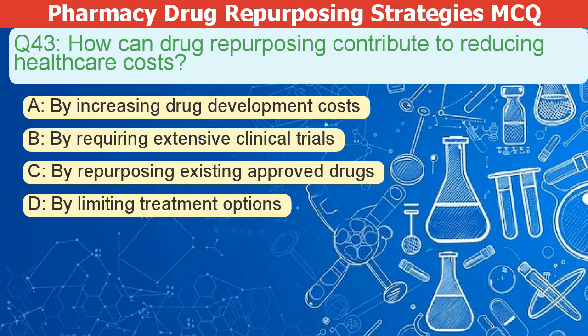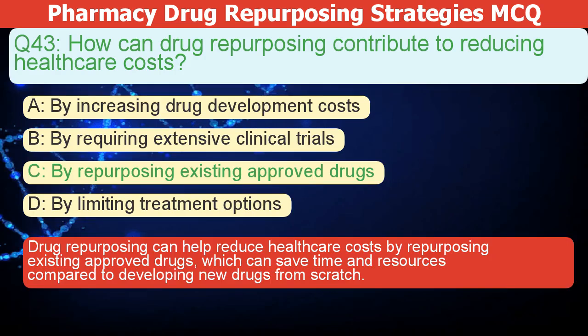How can drug repurposing contribute to reducing healthcare costs? A. By increasing drug development costs. B. By requiring extensive clinical trials. C. By repurposing existing approved drugs. D. By limiting treatment options. The correct answer is C. Drug repurposing can help reduce healthcare costs. It does this by repurposing existing, approved drugs. This saves time and resources compared to developing new drugs from scratch.